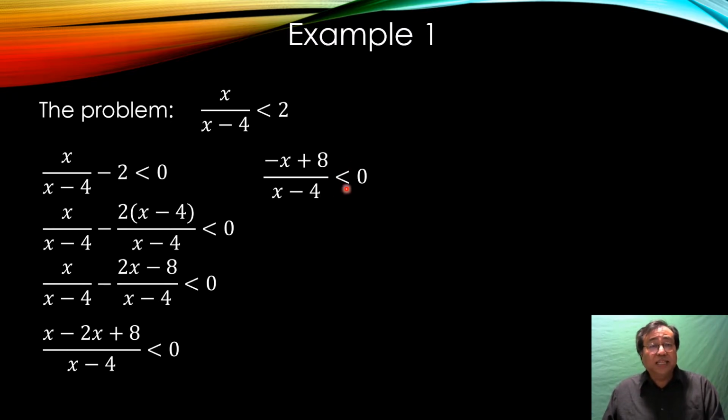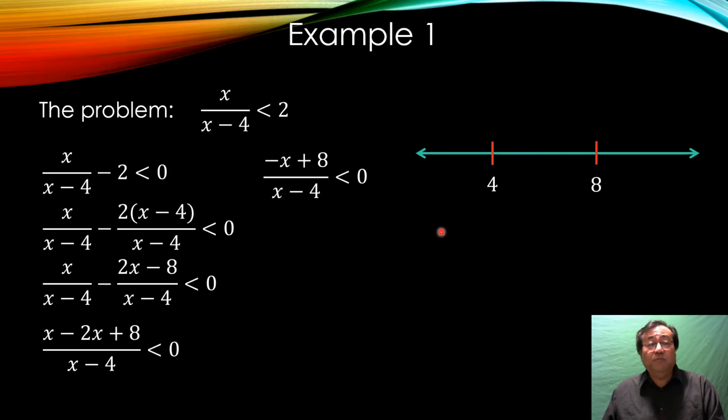And we want it to be less than 0. Less than 0 are negative numbers. All right, now we're going to make a sign chart for this. So we make a number line, and we want the values that's going to make each factor equal to 0. All right, so we need what? 4. 4 makes the denominator equal to 0, and 8 makes the numerator equal to 0.